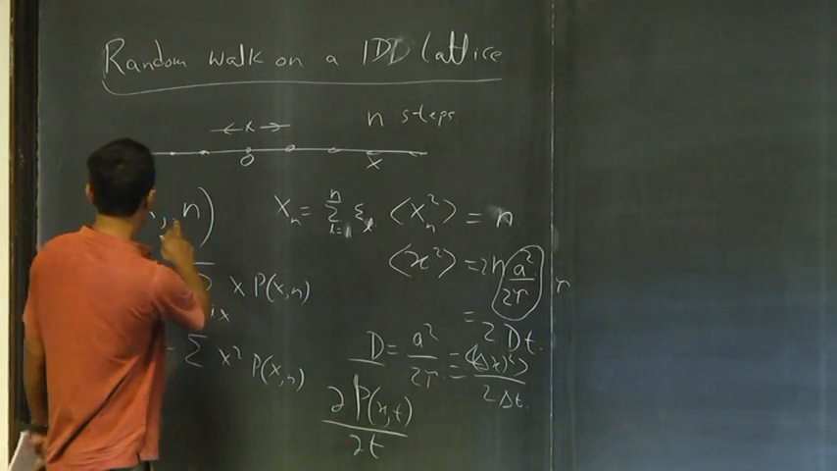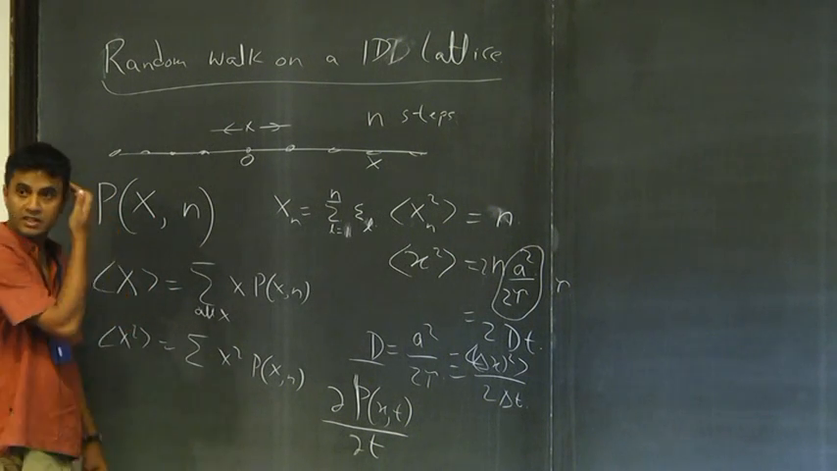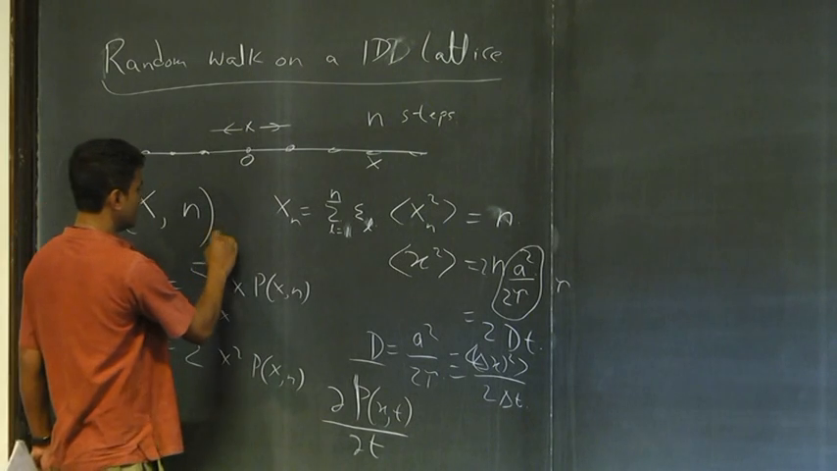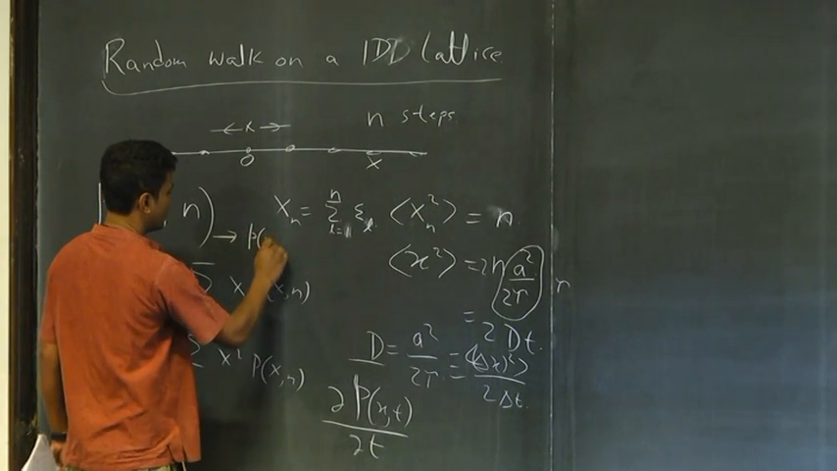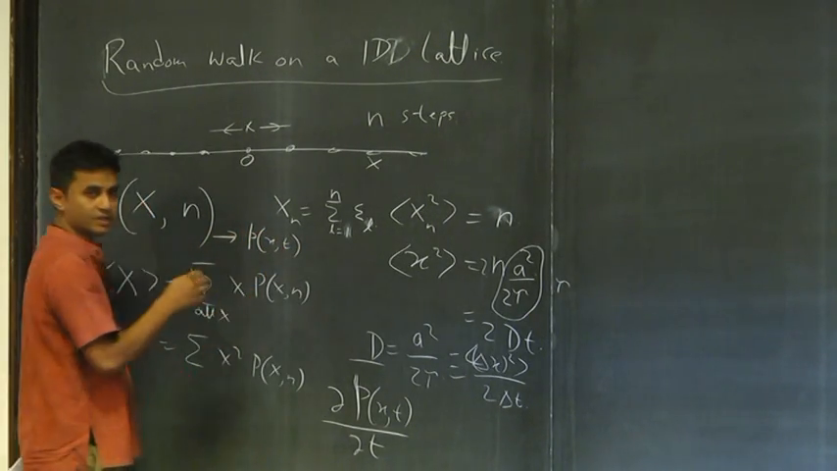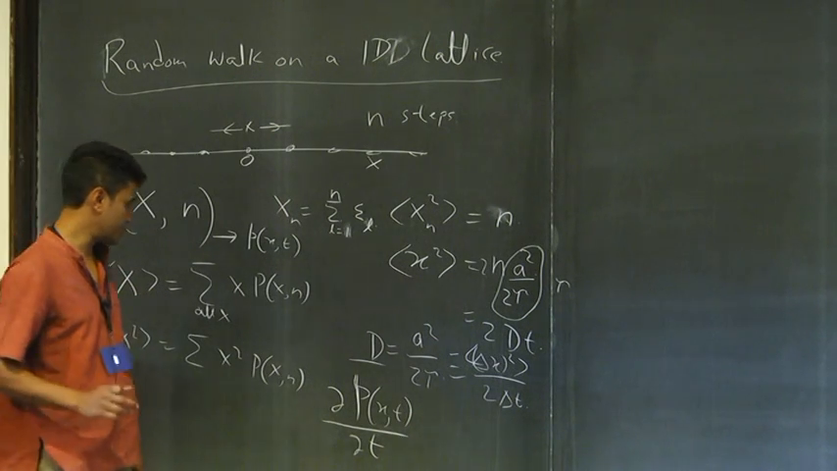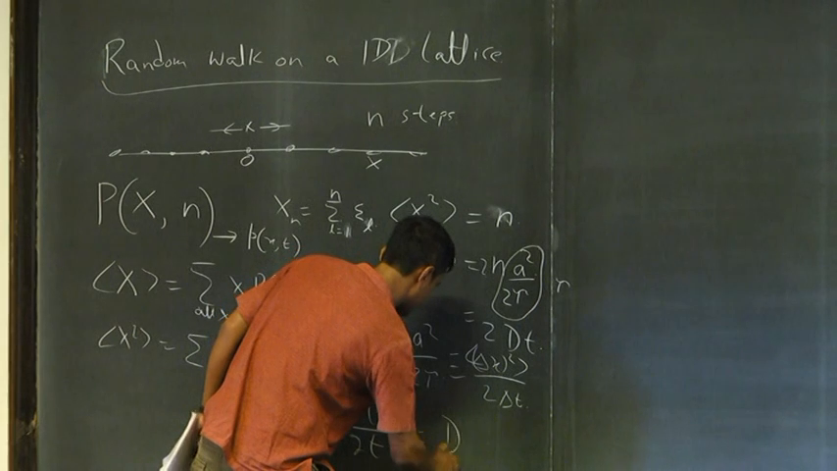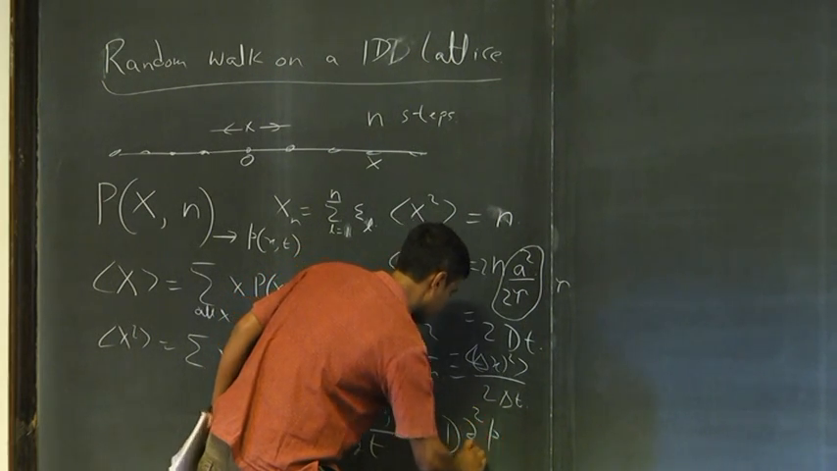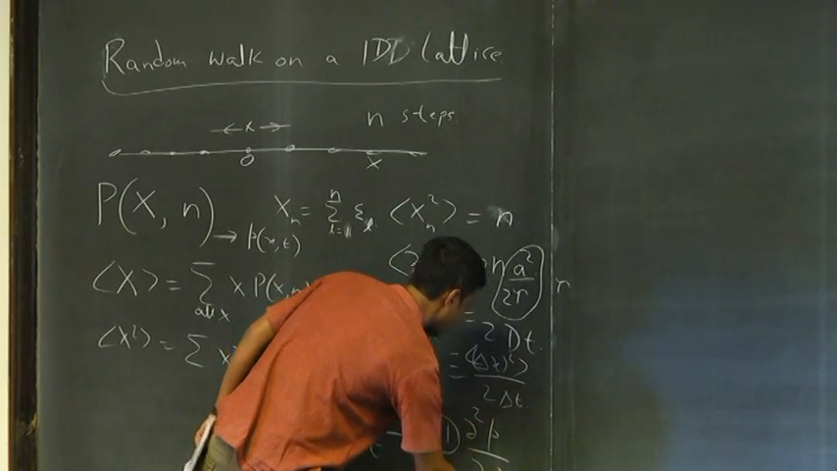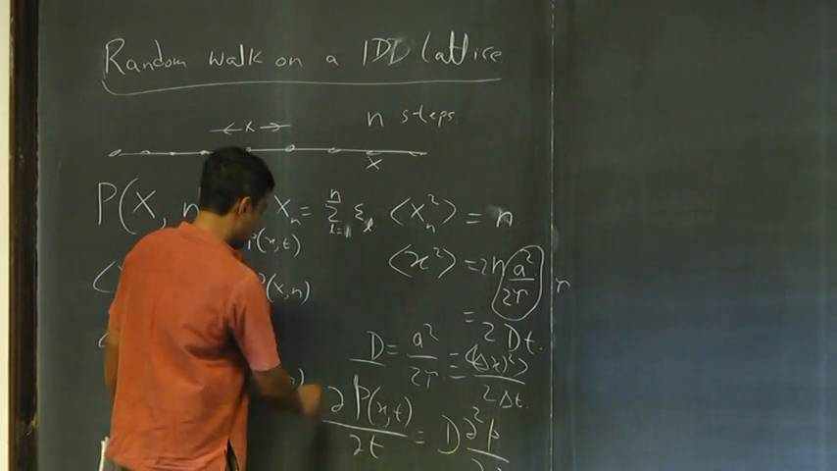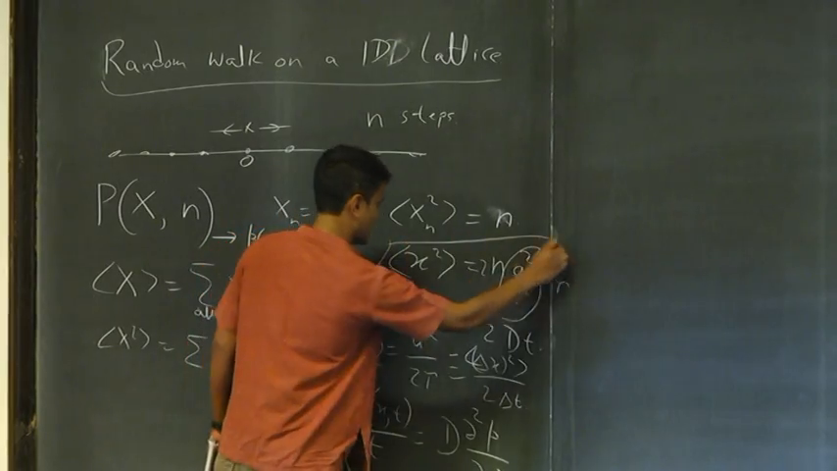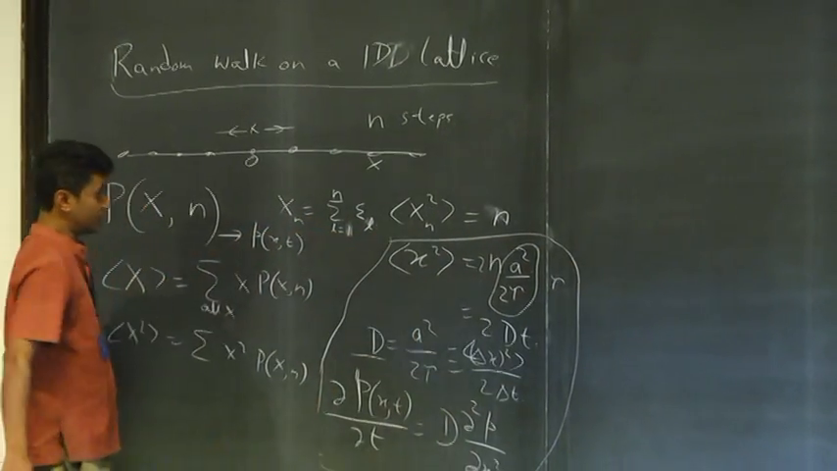Okay, so I said that we can go from this probability, which is defined on the discrete lattice, to a probability density, which is defined as the probability that it's between x and x plus dx, and Sanjeev showed that this quantity satisfies a diffusion equation. So these are the important results on diffusion.